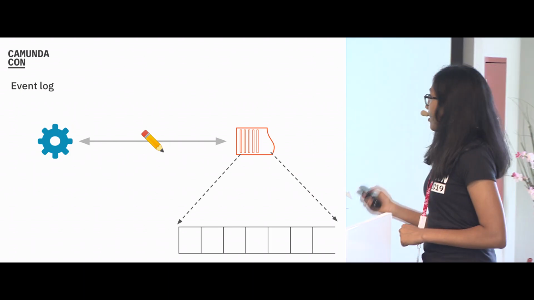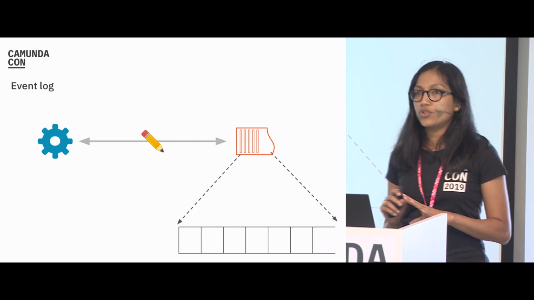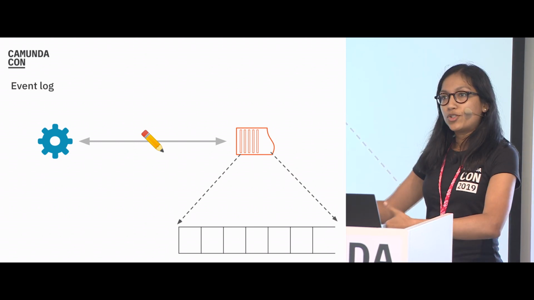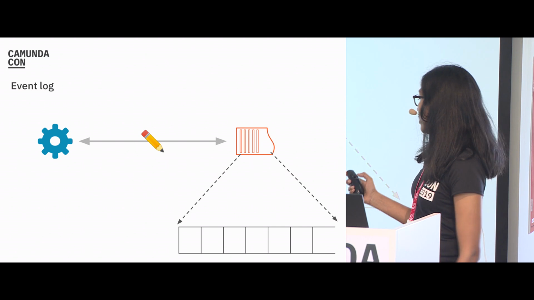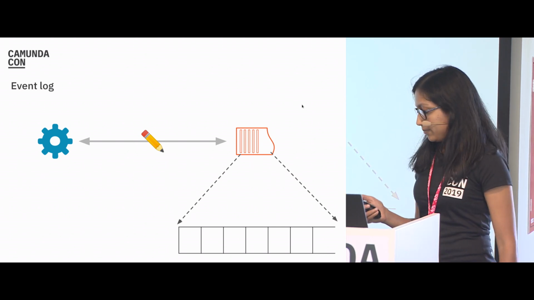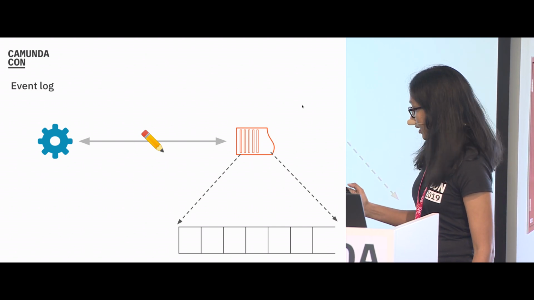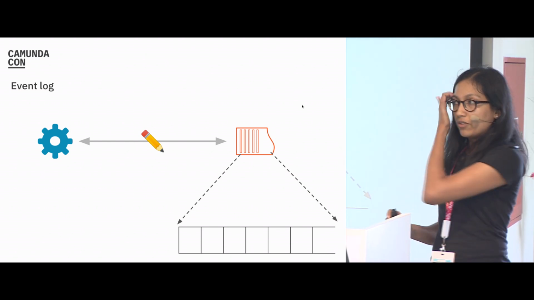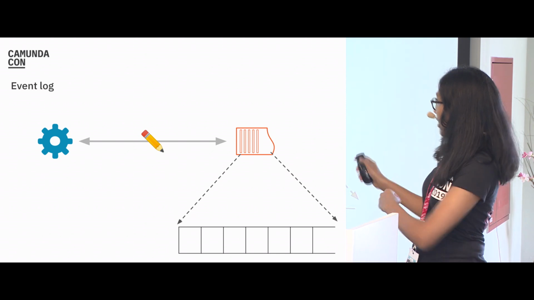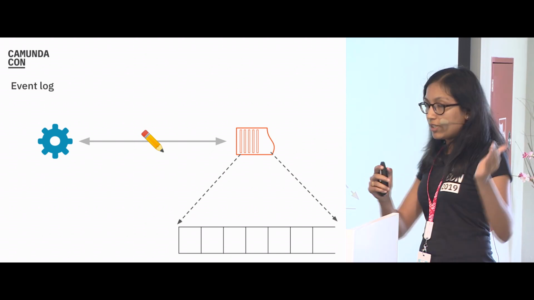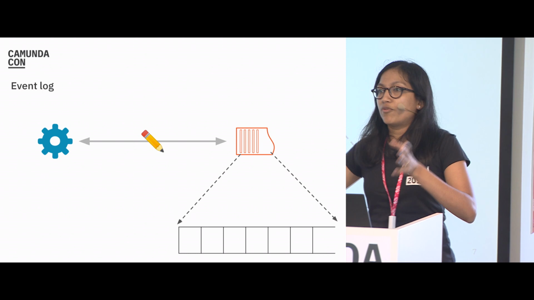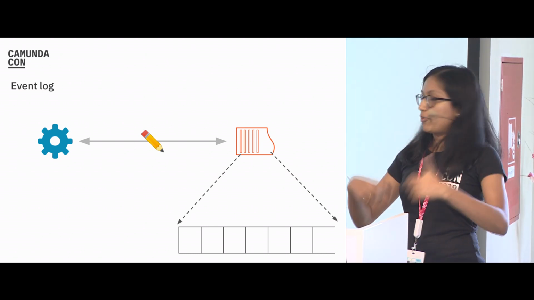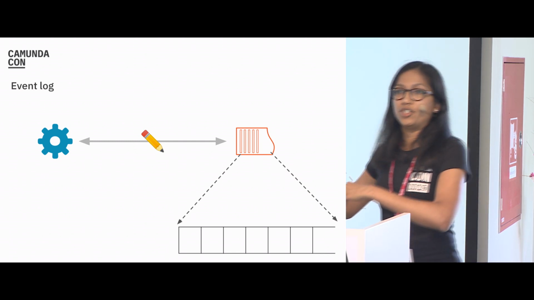OK. So first of all, there is no central database in Zeebe. Instead, all the changes to a workflow are written into this event log. So the workflow processor writes to the event log. The event log is like a sequence of events. The processor reads the event from the log, processes it, and then appends the result back to this event log.